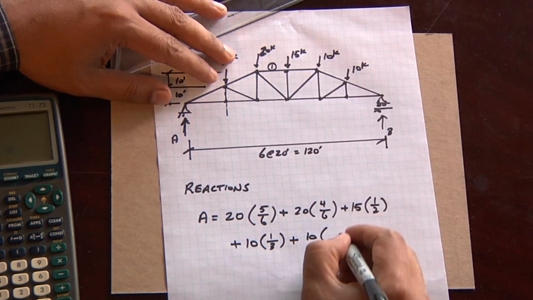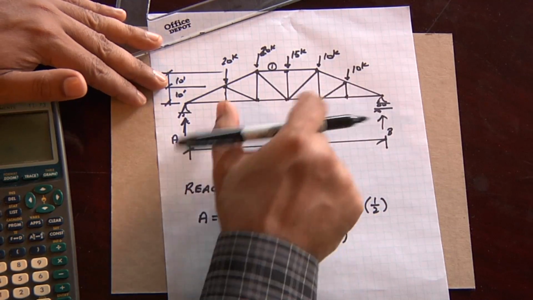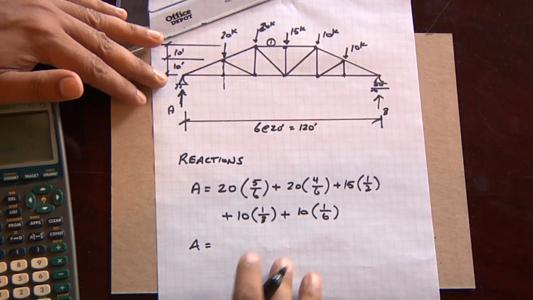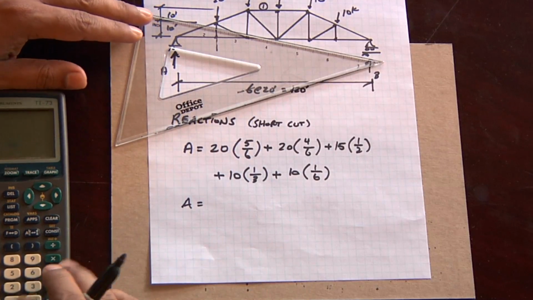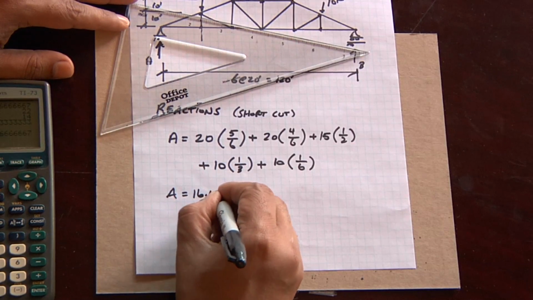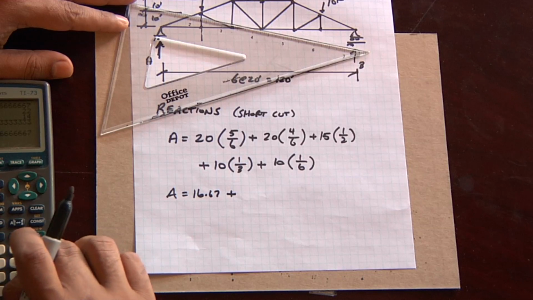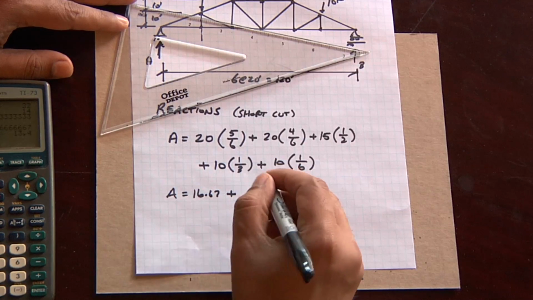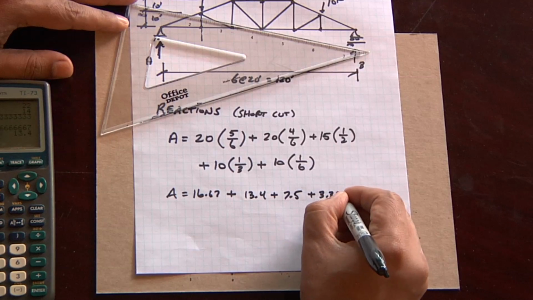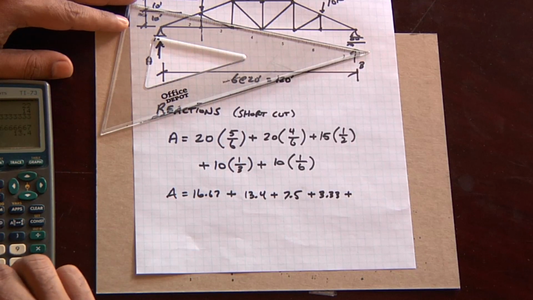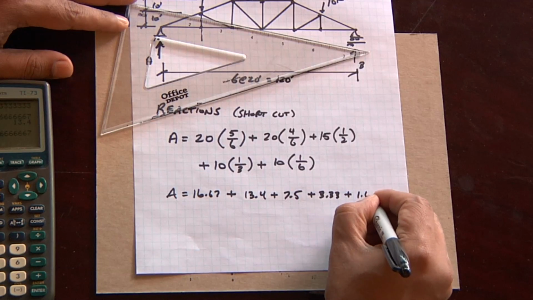plus 10 times 1/6. And all I'm doing there is taking the ratio of the spans using the shortcut. So I'm going to put a little parenthesis in here, shortcut method, and you should go back and take a look at the previous module if you haven't seen that already. So let's see what that calculates out to be. 20 times 5/6 is 16.67, plus 2/3, 0.67 times 20, 13.4, plus 7.5, plus 3.33, plus 1.67.